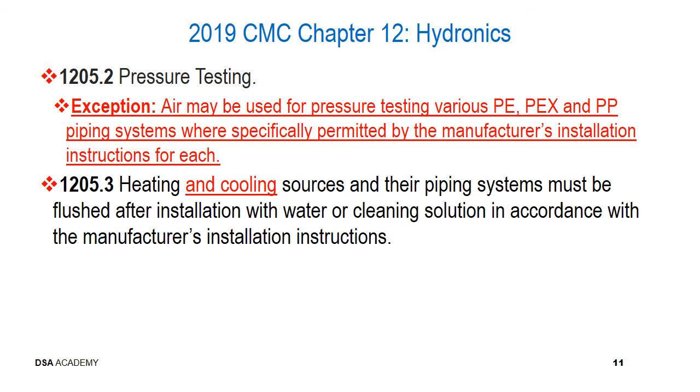In the next section, 1205.3, cooling system require flushing as well, and that's noted here by the addition of and cooling sources. So heating and cooling sources and their piping system must be flushed after installation with water cleaning solution in accordance with the manufacturer's installation instructions.